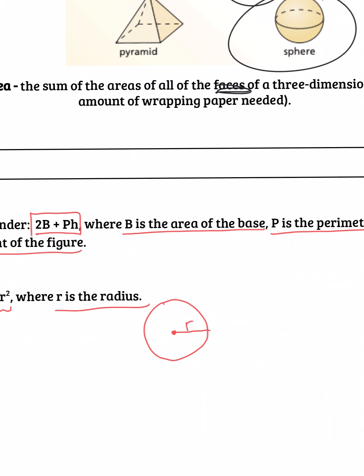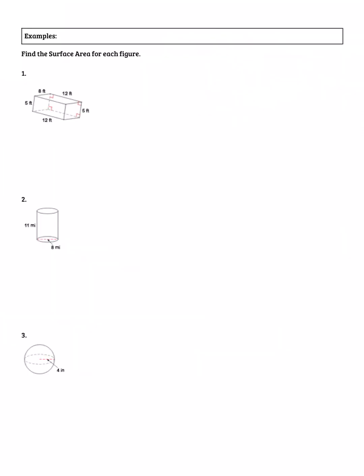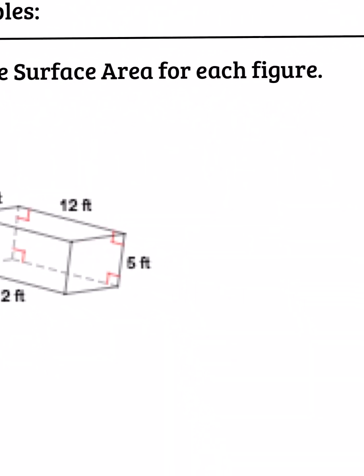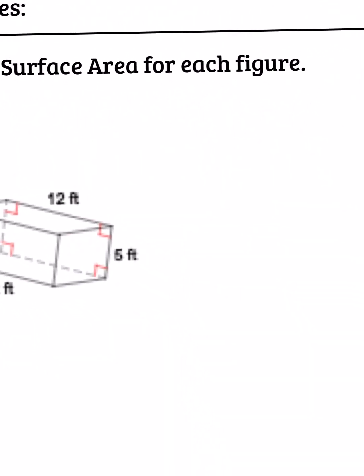Front page of our notes, remember, sphere was the one that had a different formula. So 4 pi r squared. Okay, so we're going to start with this prism right here. Anytime it sort of looks like a box, you know that it's a prism. Now this one in particular is a rectangular prism, because as you can see, there are rectangles going all the way around our shape.